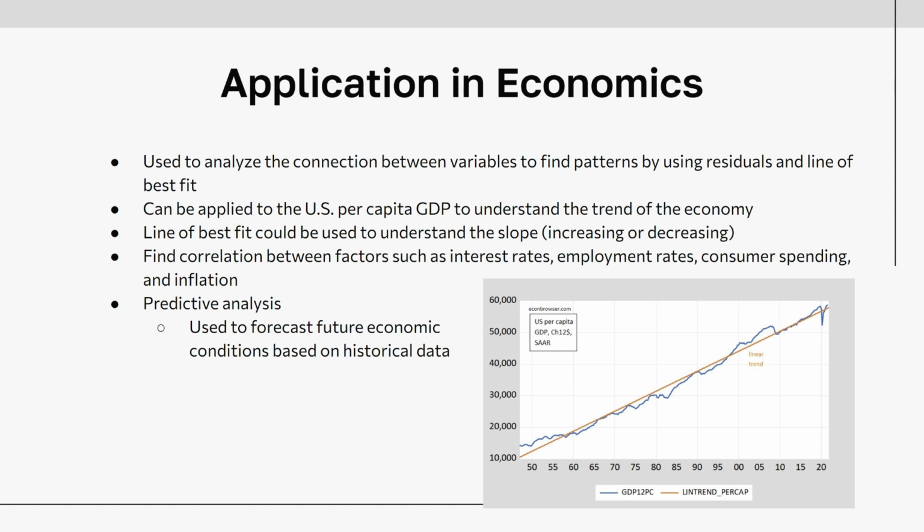A line of best fit can be used to understand the slope, increasing or decreasing. It can be used for finding correlations between factors such as interest rates, employment rates, consumer spending, and inflation, and it can also be used in predictive analysis to forecast future economic conditions based on historical data, such as if we're going to have an economic recession or depression.